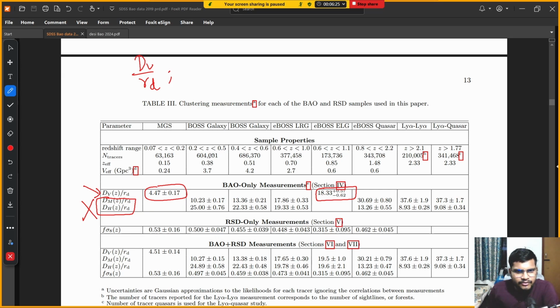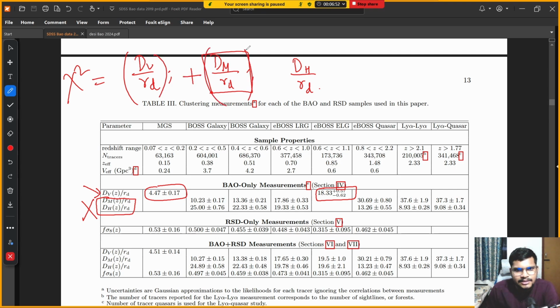Afterwards, in the remaining redshift you have dm over RD as well as dH over RD, right? Now dm over rd you can again obtain. Let me just show you in a moment. So now you can see that when you calculate the chi-square, you have to calculate the chi-square corresponding to this data set plus this data set and plus this data set.